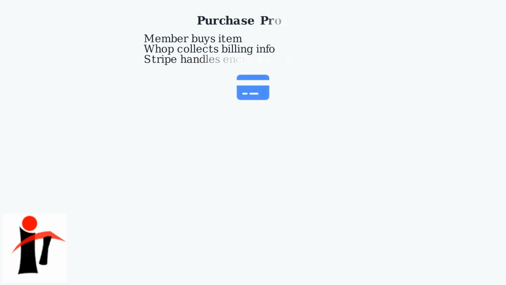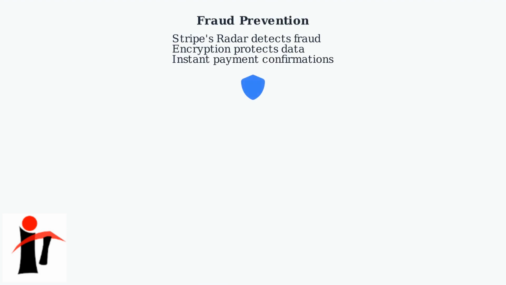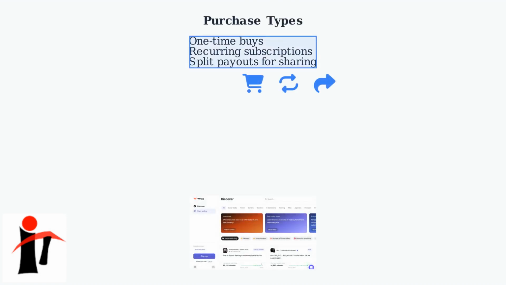When a member makes a purchase in your Whop community, such as a subscription or digital product, Stripe securely processes the payment. Whop's front-end collects billing information, but Stripe handles encryption, fraud detection using Radar, and provides instant confirmations. This supports one-time purchases, recurring subscriptions, and split payouts for revenue sharing.